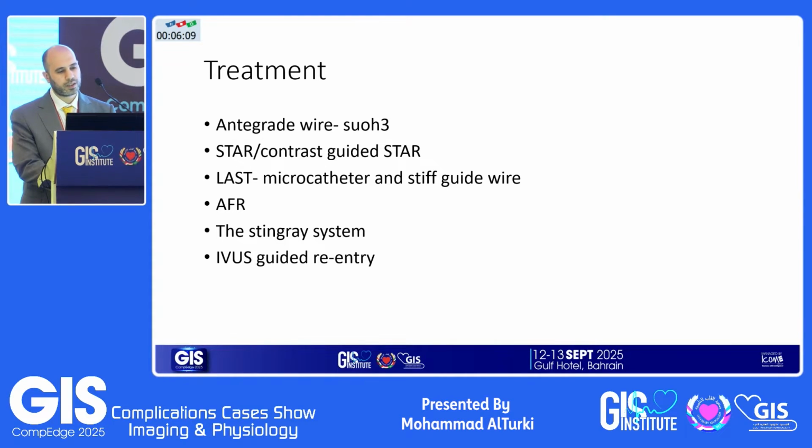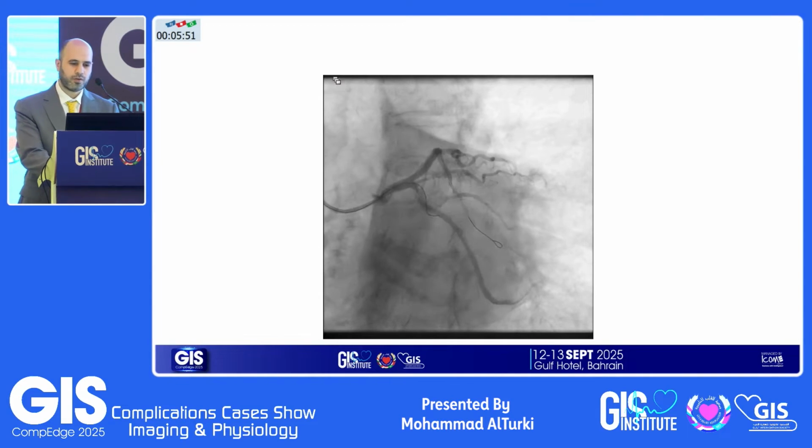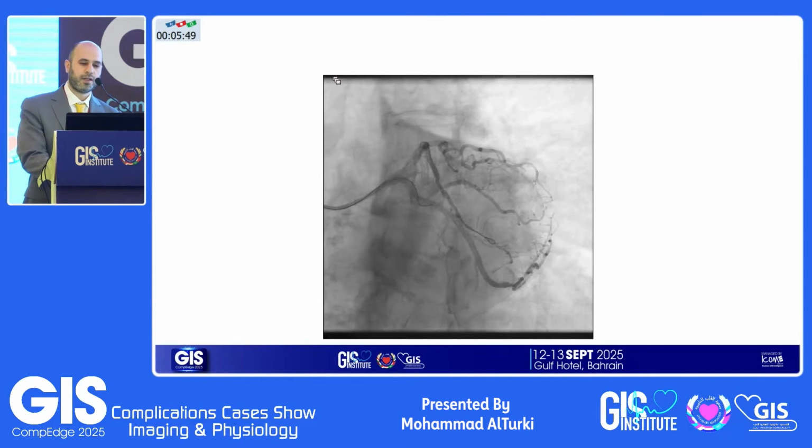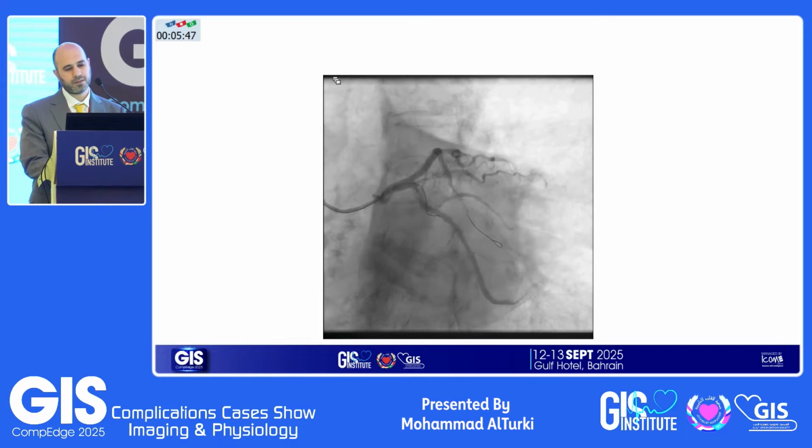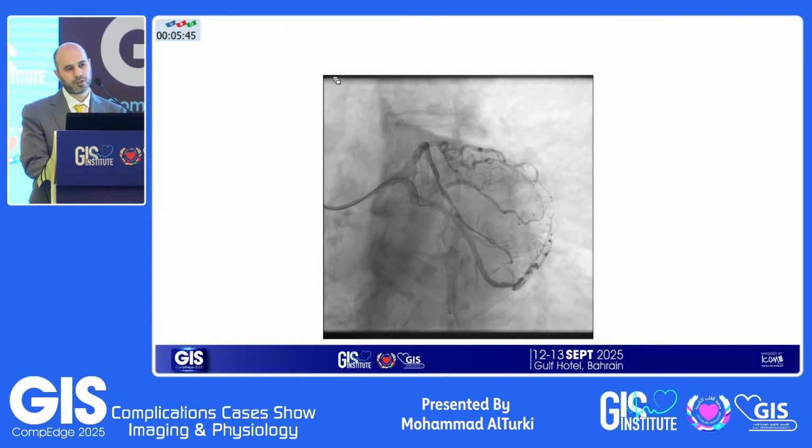Antegrade wiring with a soft tip low-load wire such as the SOHO 3 I think is the first approach. Then STAR and contrast-guided STAR. Last, using a microcatheter and stiff guide wire. Antegrade fenestration re-entry, Stingray system, and IVUS-guided re-entry. So I decided to use a microcatheter and a Gaia Third and started fenestrating the false lumen.